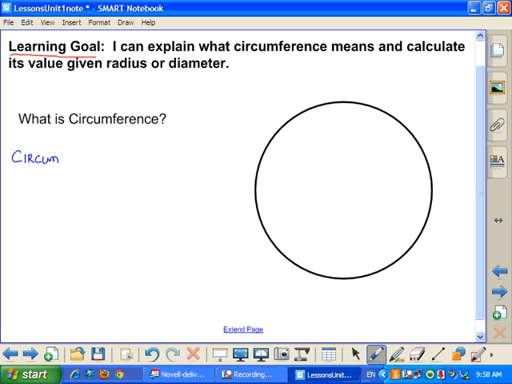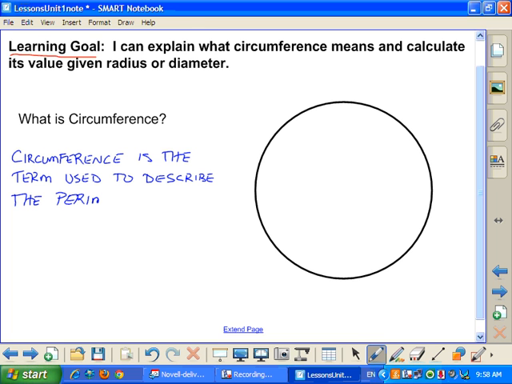Circumference is the term used to describe the perimeter of a circle. Okay, so it calculates the distance around the outside.